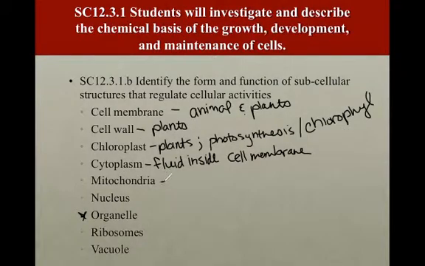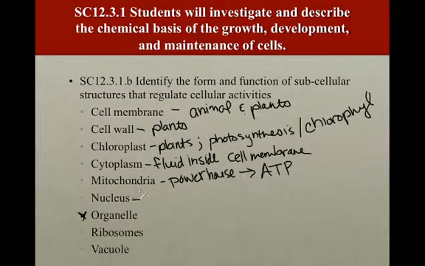Mitochondria. What is mitochondria? Powerhouse. That's what we call it. We nickname it the powerhouse because what does it produce? In the form of what? ATP. Right. What kind of cells would have a lot of mitochondria? Muscle cells, right? Because you have to use a lot of energy in your muscle cells.